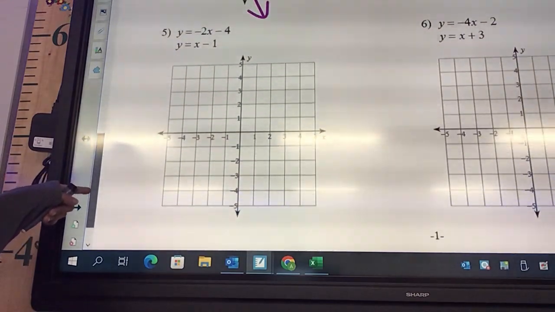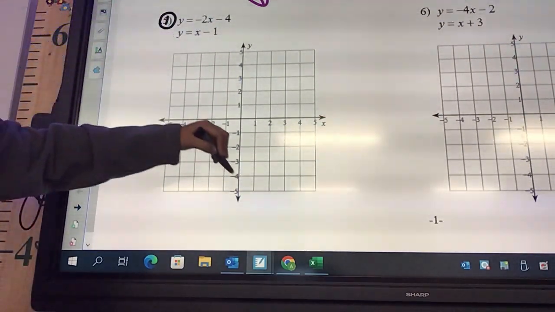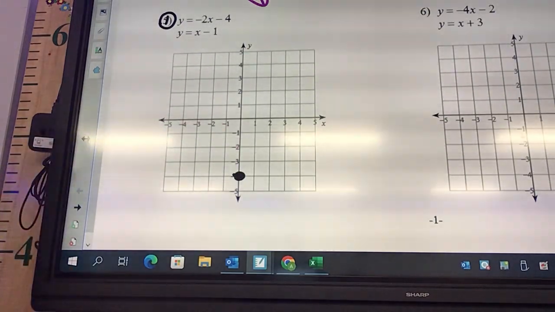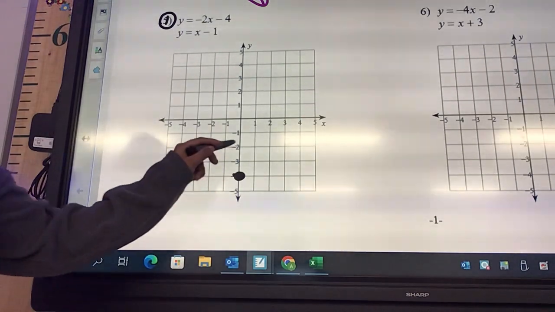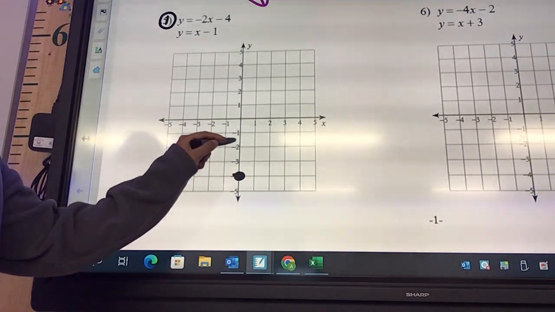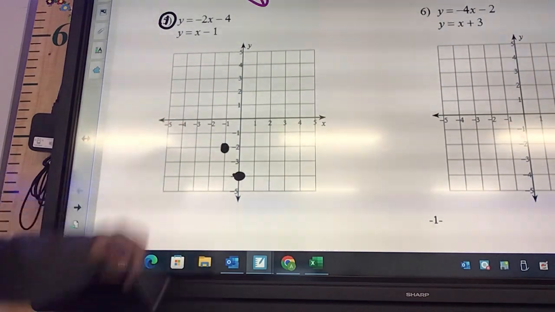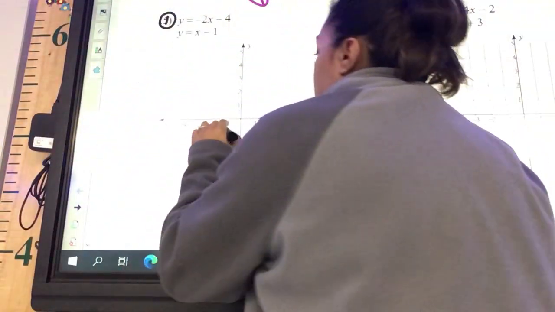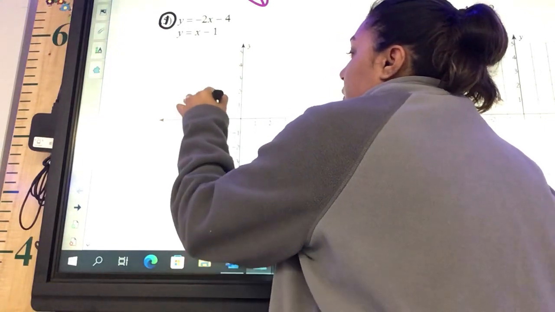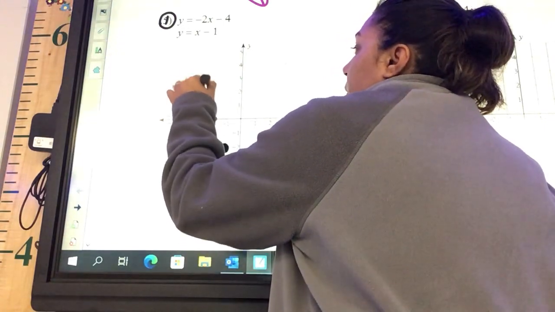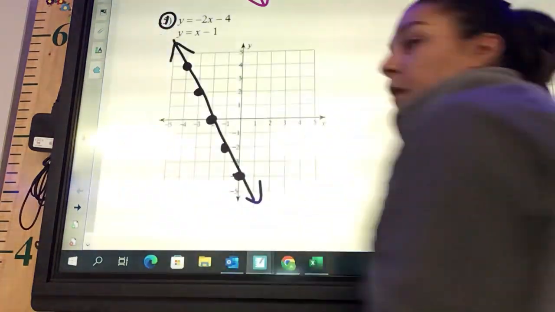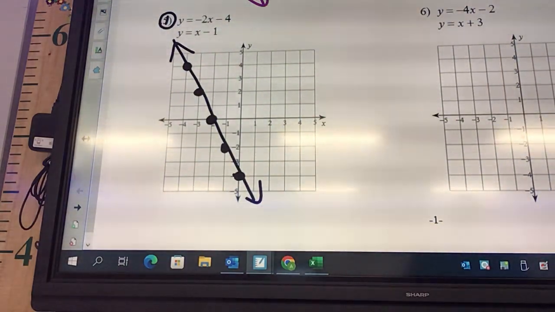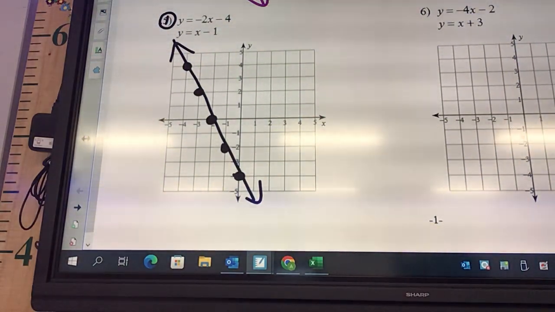Okay, line 1, where does it start? -4. What is our slope? -2. So we're going to go up 2 over 1, which way? To the left. Plot as many points as you can. So go up 2, 1, 2, over 1. Up 2, 1, 2, over 1. 1, 2, over 1. Don't just try to copy me, count them yourself. Count up 2 and count over 1, and put your dot. Count up 2, over 1.